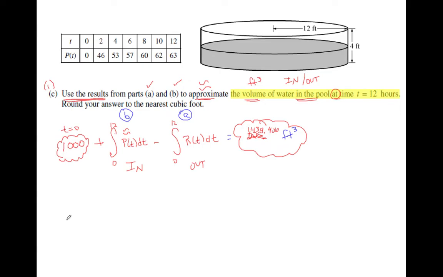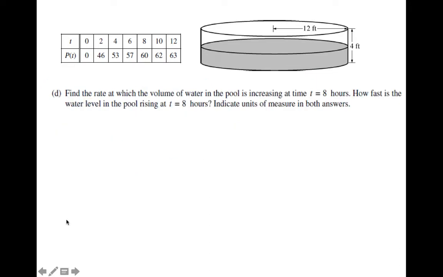And if you just take those two numbers and subtract them, you will get an answer that is not right. And unfortunately, this problem is only worth 1 point. And the point is for the answer. What did I do wrong?